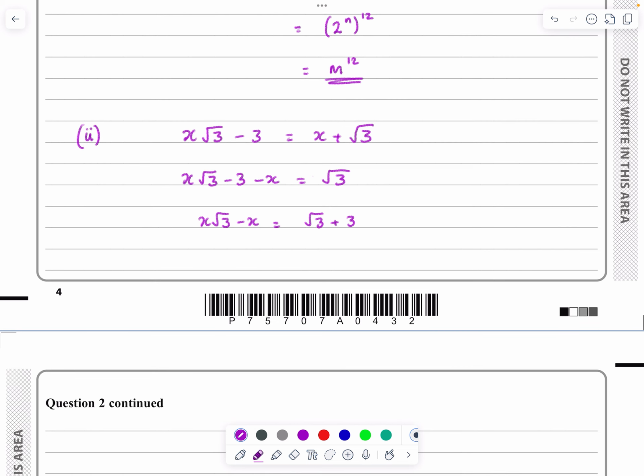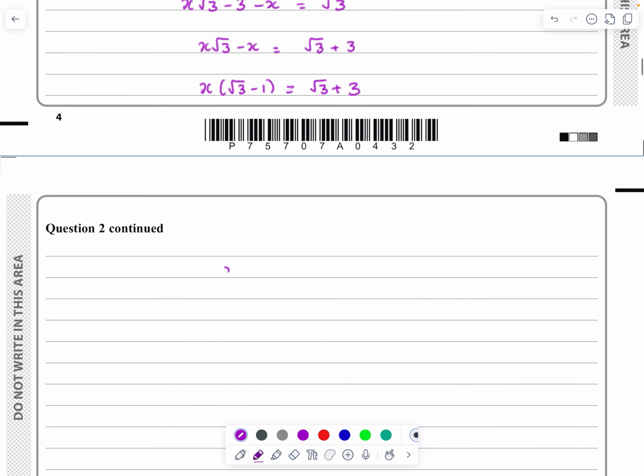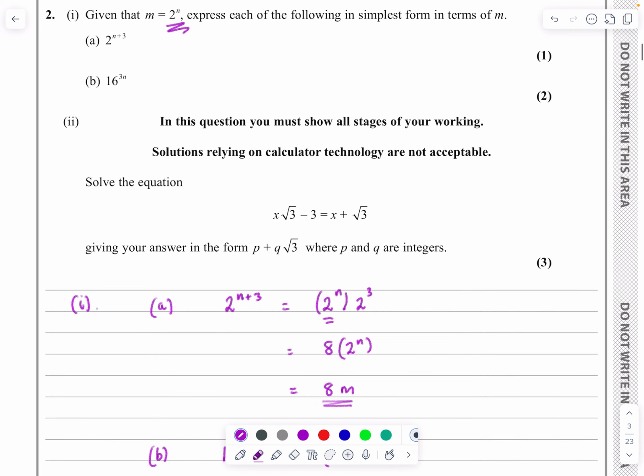And the whole point about doing that is I can then, on this left-hand side, factorize and take x out as a factor. And if I do that, I get that. And so then x is going to be equal to root 3 plus 3 all over root 3 minus 1. And then if we go back, we haven't finished yet, if we go back to the question now, it says I've got to write it in that format.